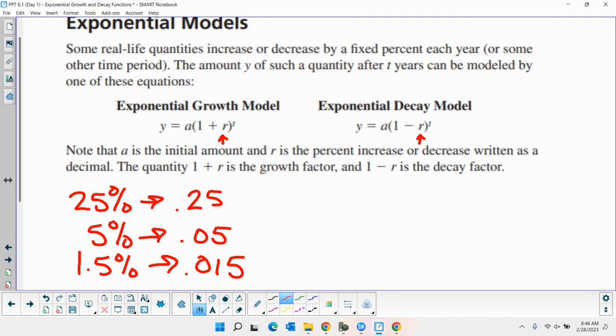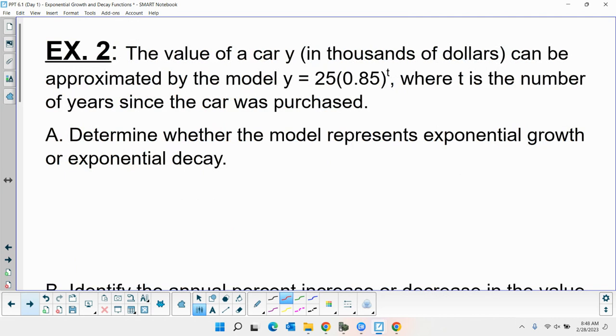So let's look at some examples that use that. The value of a car, y, in thousands of dollars can be approximated by this model. y equals 25, the initial amount, but that's 25 what?